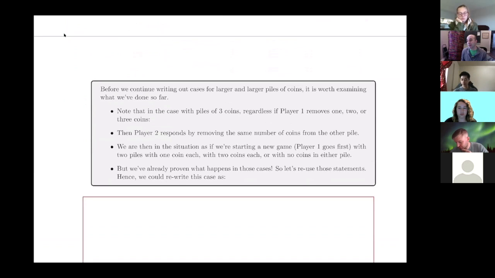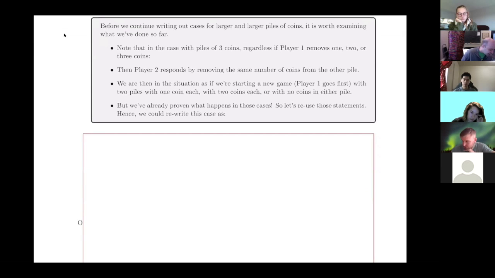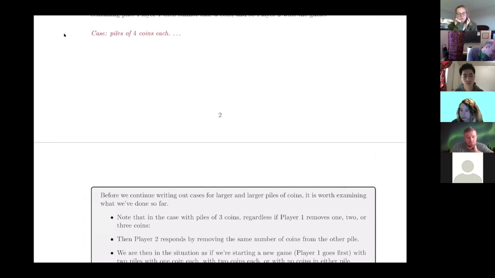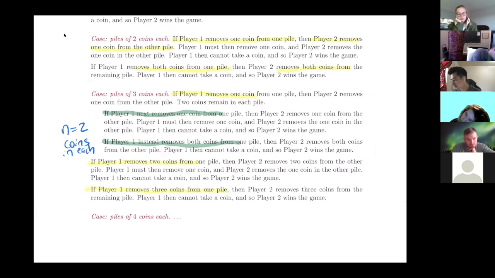So let's think about how we could streamline the arguments from the previous page, where we were breaking things down case by case, exhausting all of the possible moves that player 1 can make and then the possible reaction that player 2 can make. The key note here is that when we were going through this process, I went through this whole explanation over here.